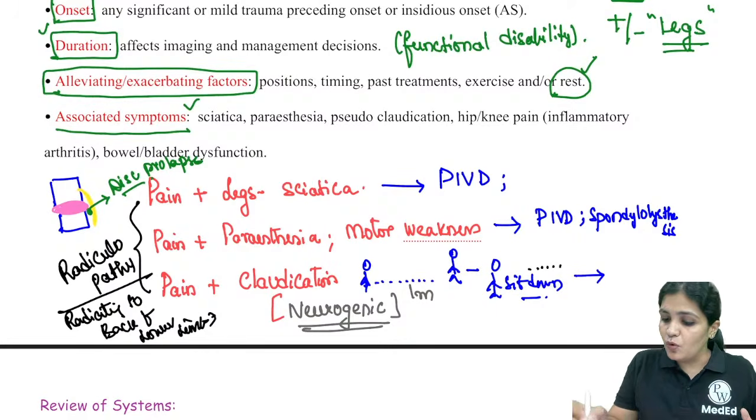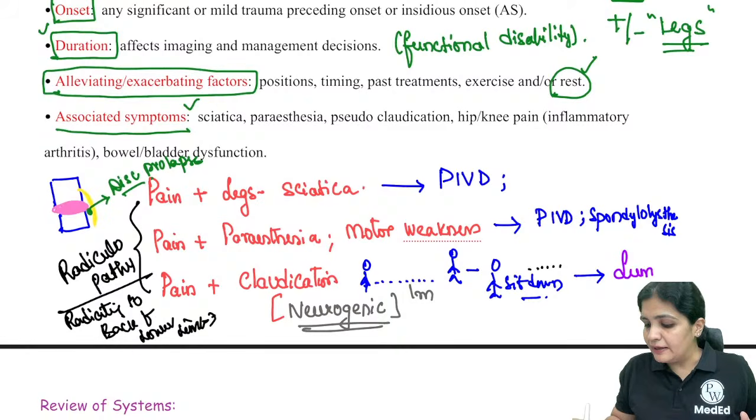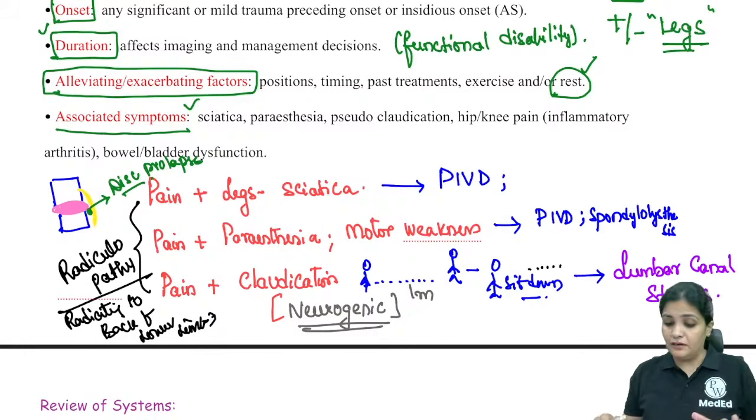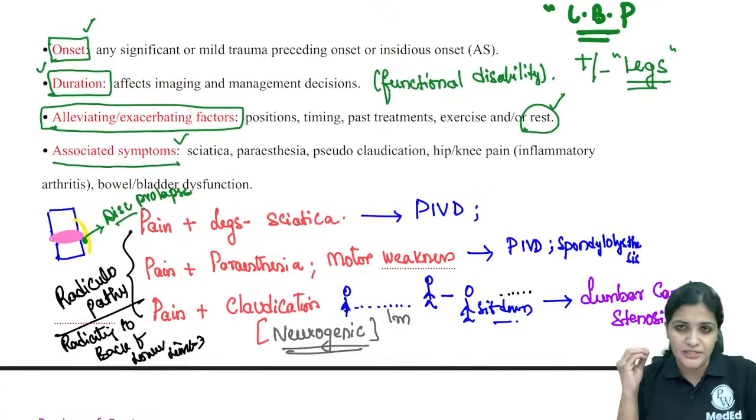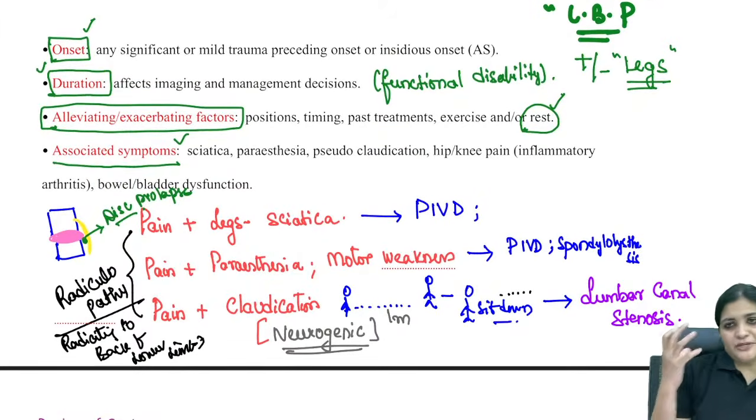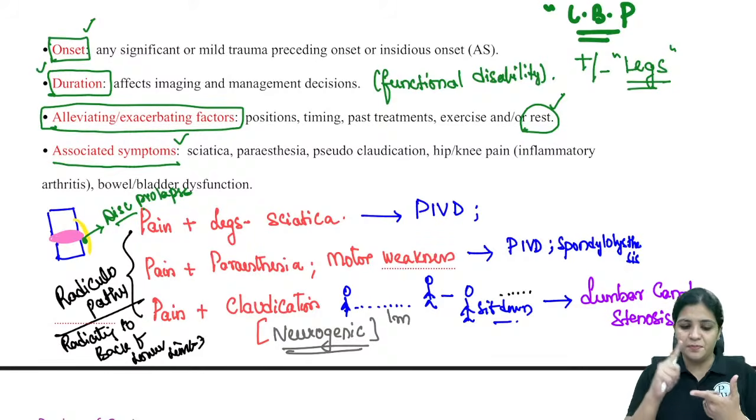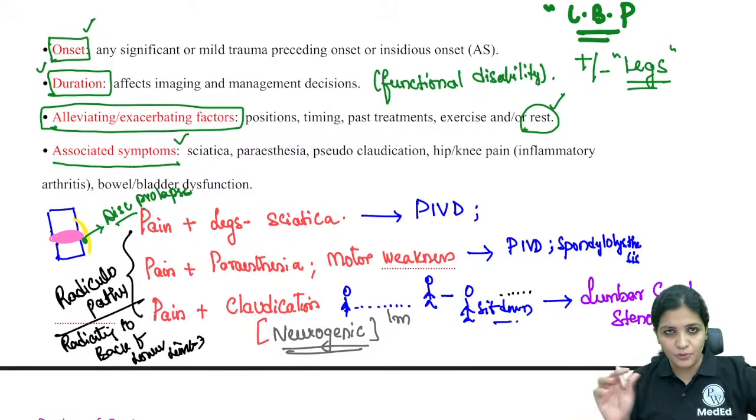So this is all you have to remember, and now this will point you towards an important condition which is called lumbar canal stenosis, right? These are the three important, usually asked questions in the exam, and usually the patient presents with these three conditions: one is PIVD, second is listhesis, and third is lumbar canal stenosis. So now I think this should be easy for you to understand.